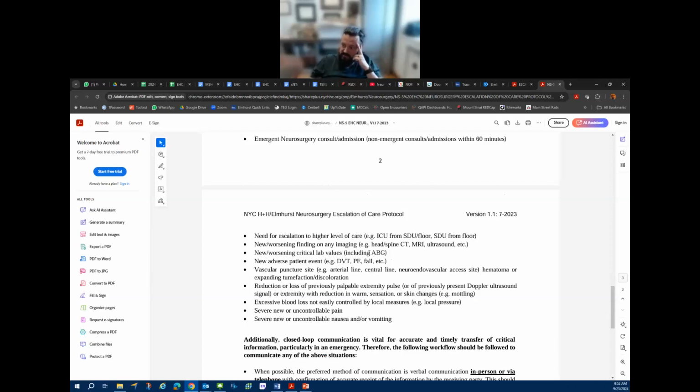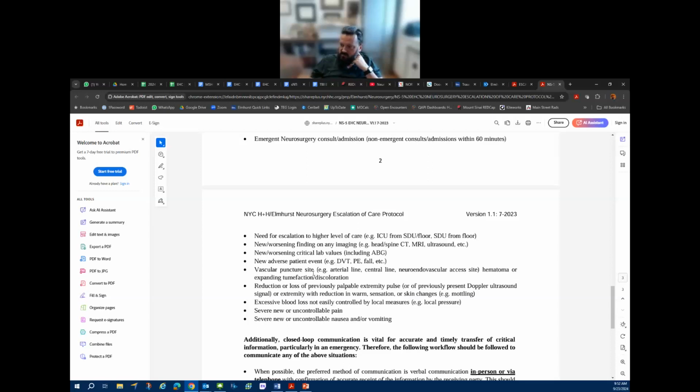New or worsening critical lab values, including critical ABG values, any new adverse patient events. So whether that's a DVT, a PE, a fall, that's something that should be escalated. Again, I would put any issues with surgical drains, things like that, under a new adverse patient event. Those should be escalated as well.